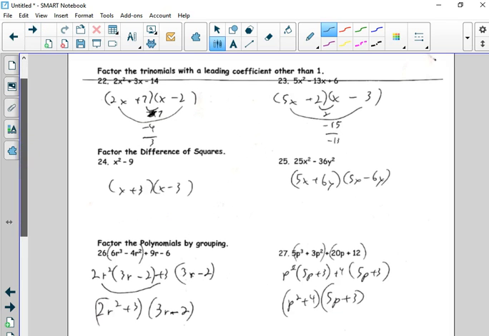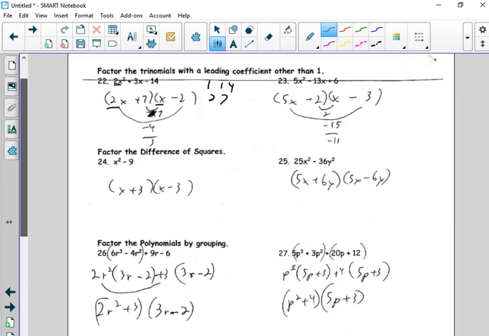Now this time, first number is bigger than 1. So you have to do some guessing, but they are prime. So the only way to get 2 is 2 and 1. Okay? At this point, you're going to try 1 and 14, 2 and 7. Always start with the smaller numbers. The 7 and 2 go in this order.